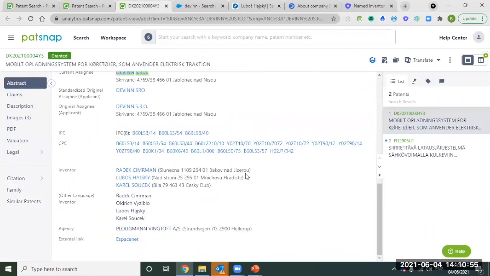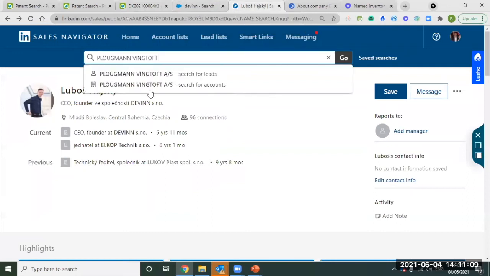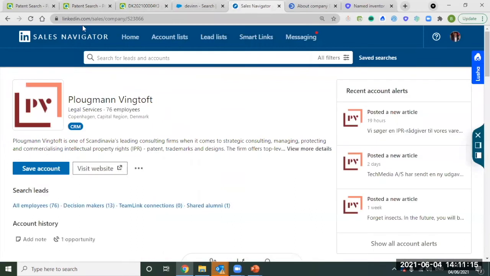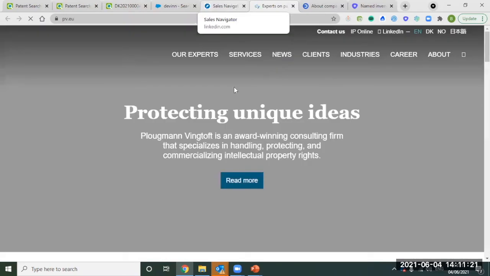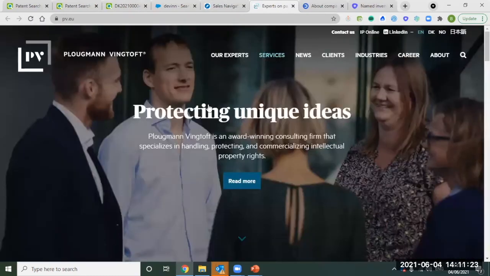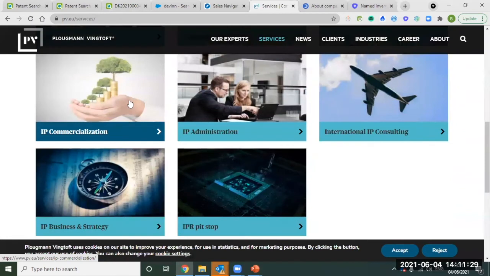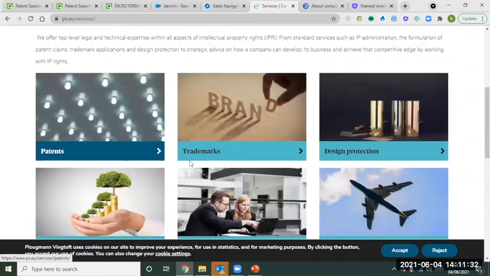Okay, so another good way of finding leads is going to the agency of the patent. This is the law firm that's helped draft the patent, basically helped the prosecution process. So Plowman Vingtoff are a semi-big Danish law firm specializing in IP. They provide some patent consultancy, help around commercialization, strategy, and just supporting the patent process when it comes to litigation.